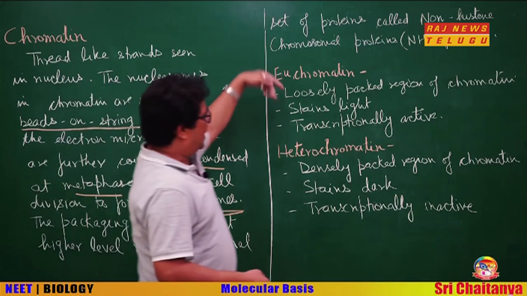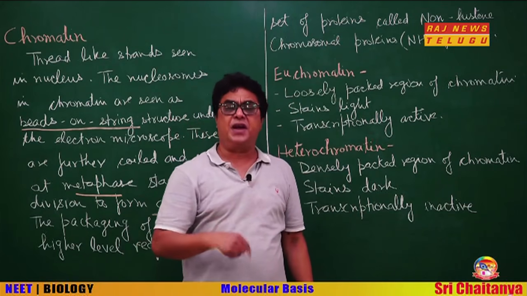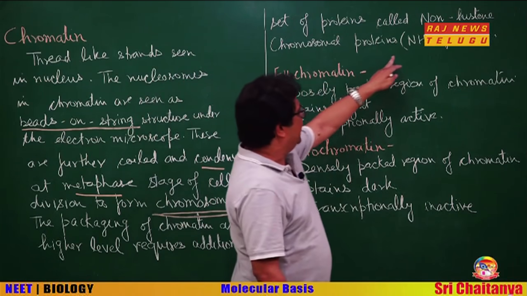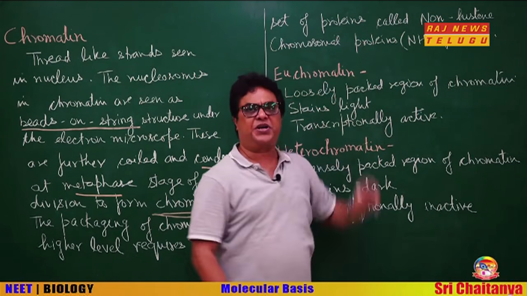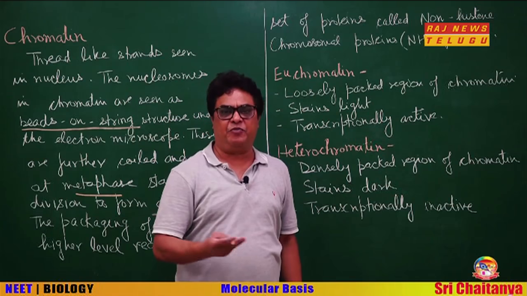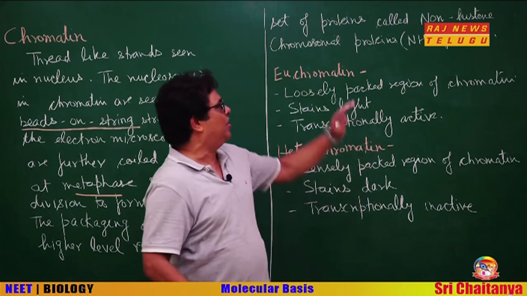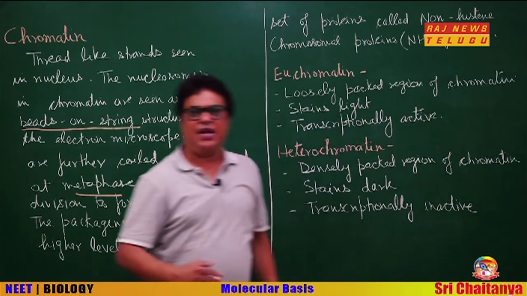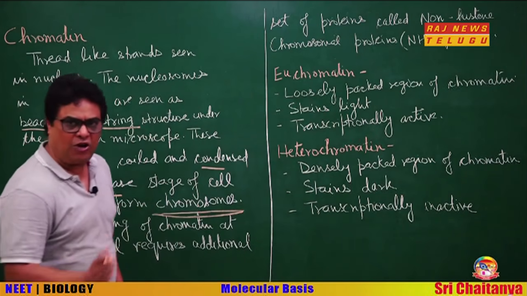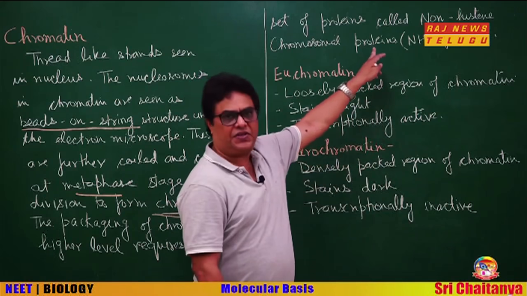So, for this higher level of coiling, along with histone proteins, certain non-histone proteins are also required. These are a group of proteins collectively called NHC proteins, non-histone chromosomal proteins, like scaffold proteins, high mobility group proteins (HMG proteins), and regulatory proteins. All these are collectively called the NHC proteins. So, remember, when higher level of condensation of chromatin takes place to form the chromosome, then along with histone proteins, certain non-histone chromosomal proteins are also required.